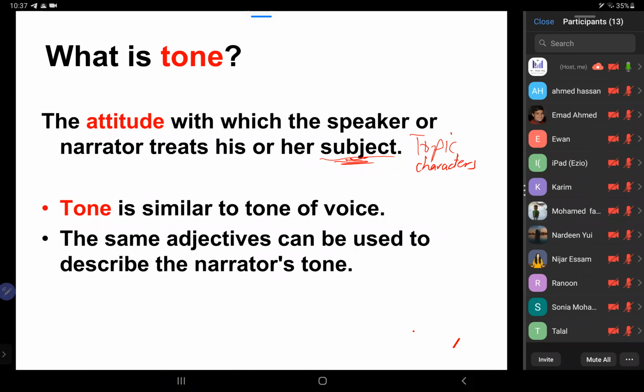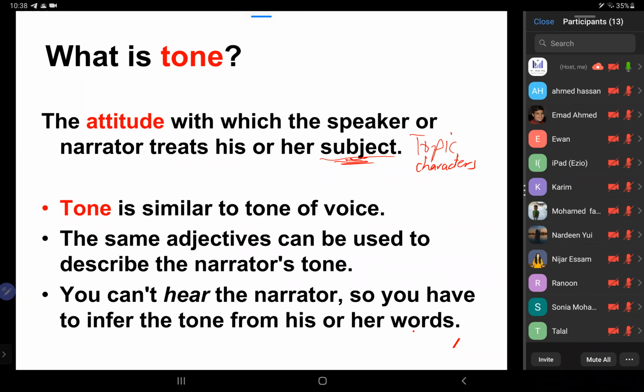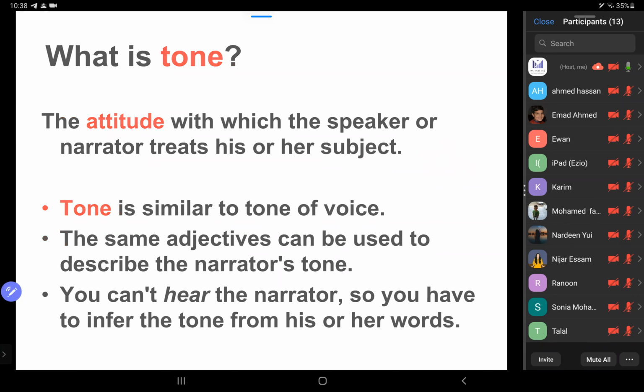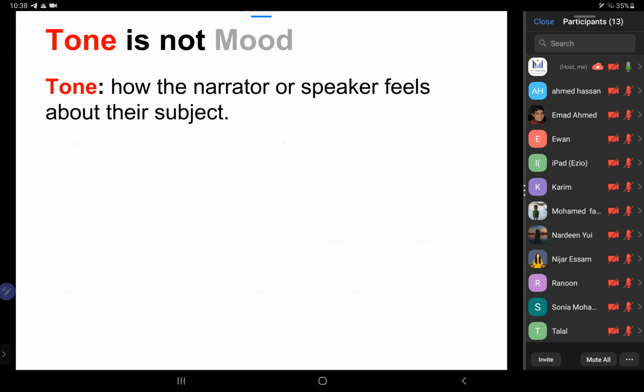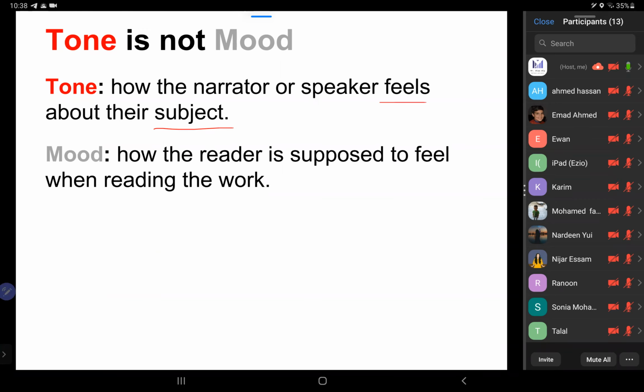And usually, by the way, we find the tone of voice through the words, through the adjectives used and verbs as well. And we use them, of course, to describe the tone itself. We use adjectives again. So what is the difference first between tone and mood? The tone is how the narrator or the writer or speaker feels about his subject. This is the tone. The mood, how the reader, we as readers should feel. So just see the difference between those two things.